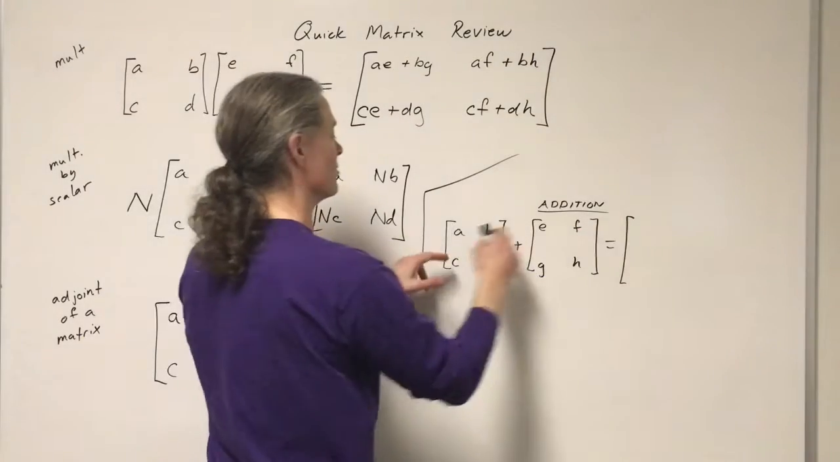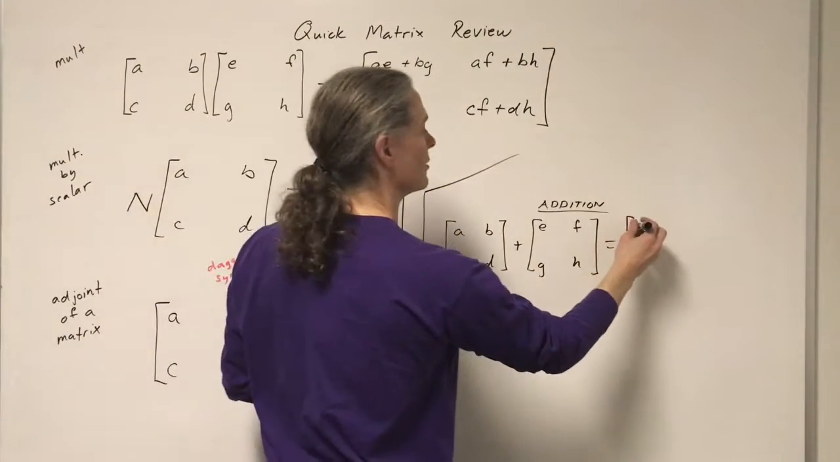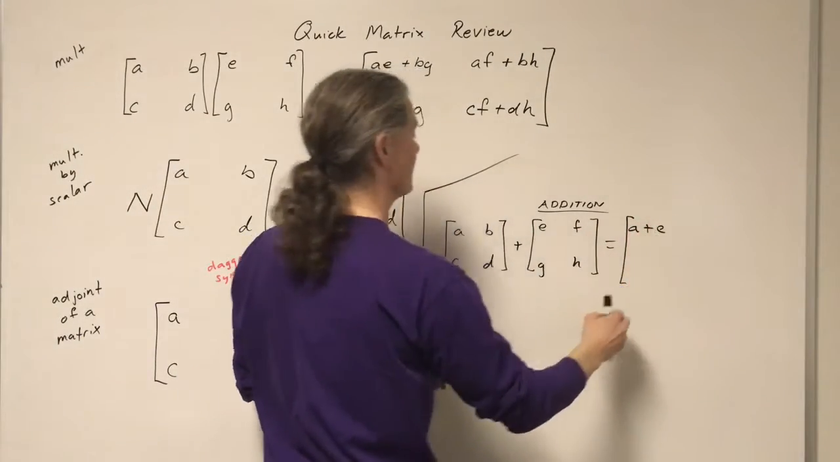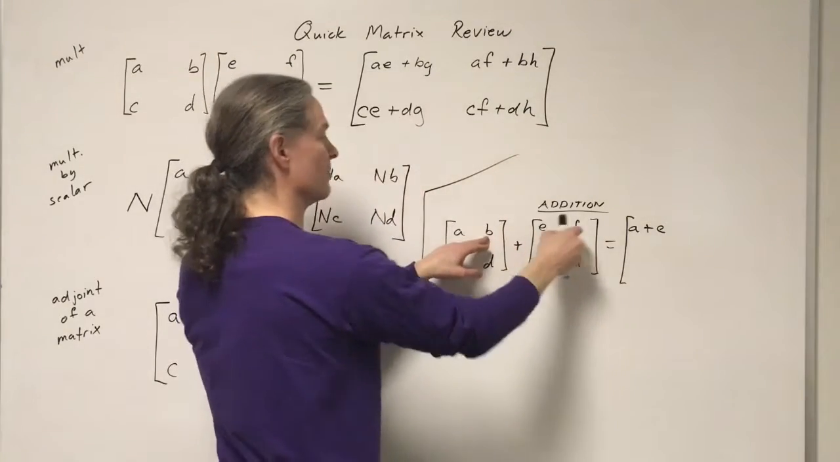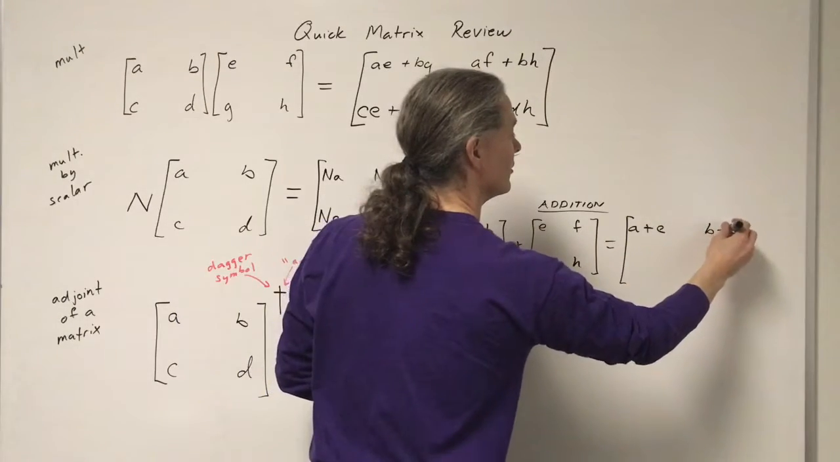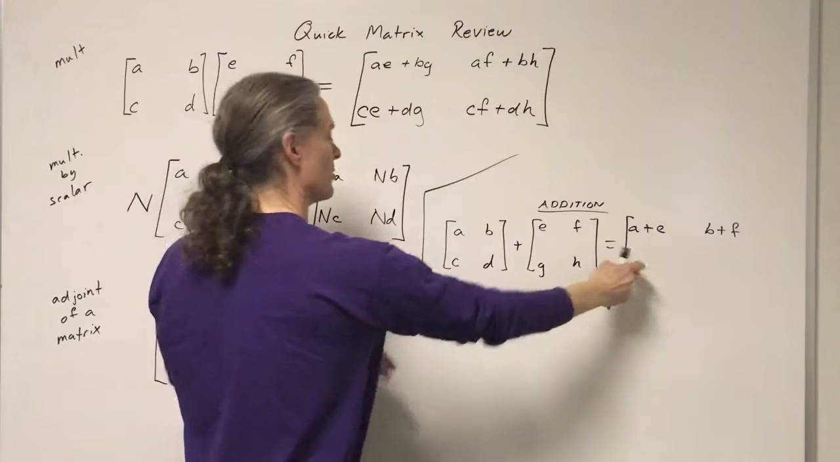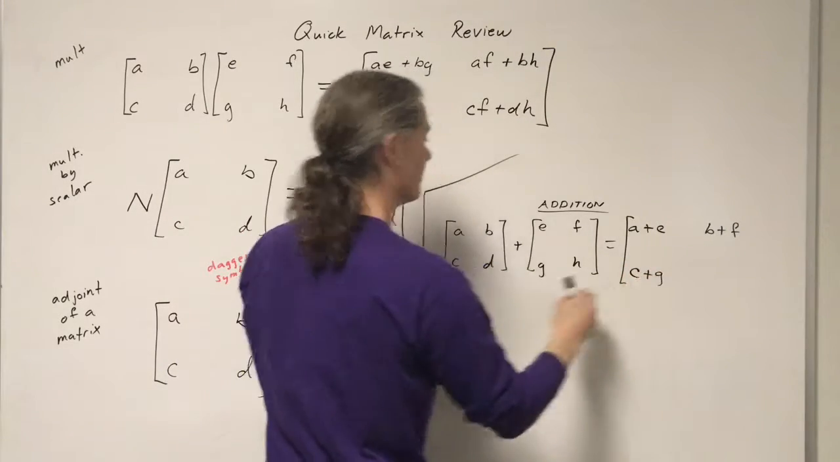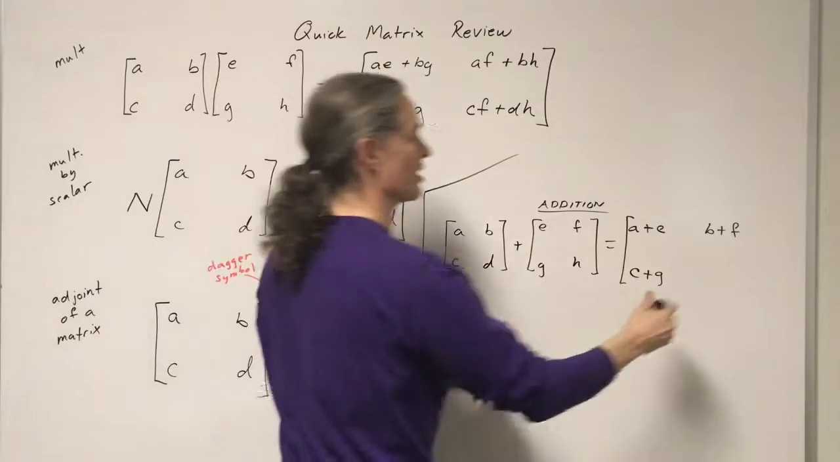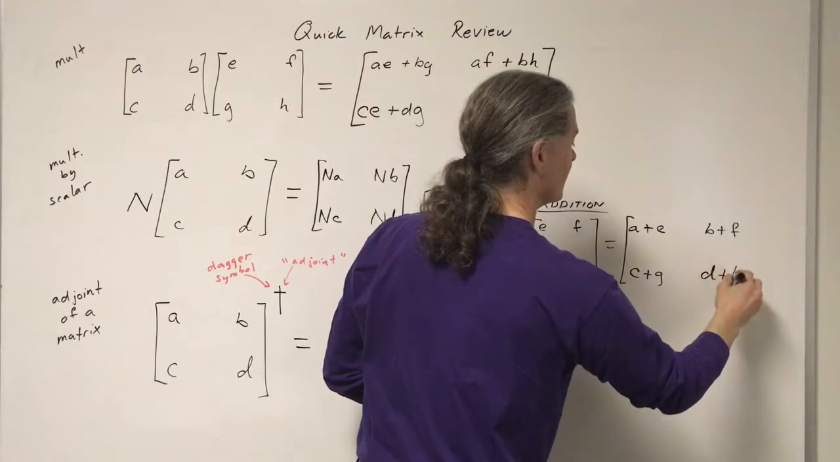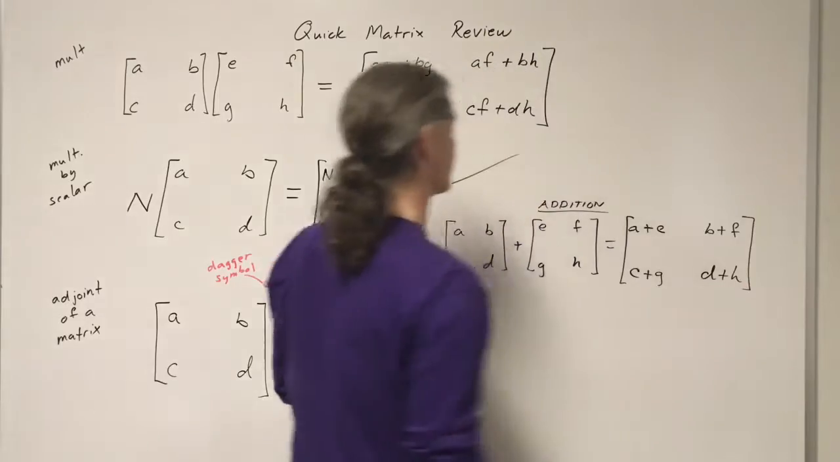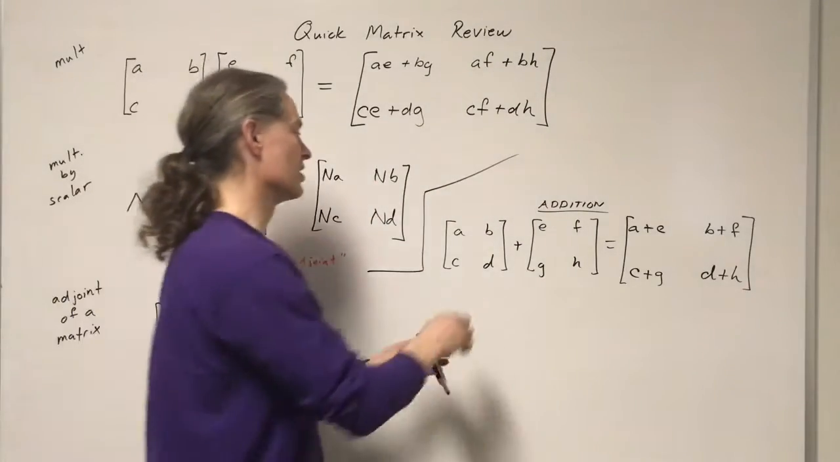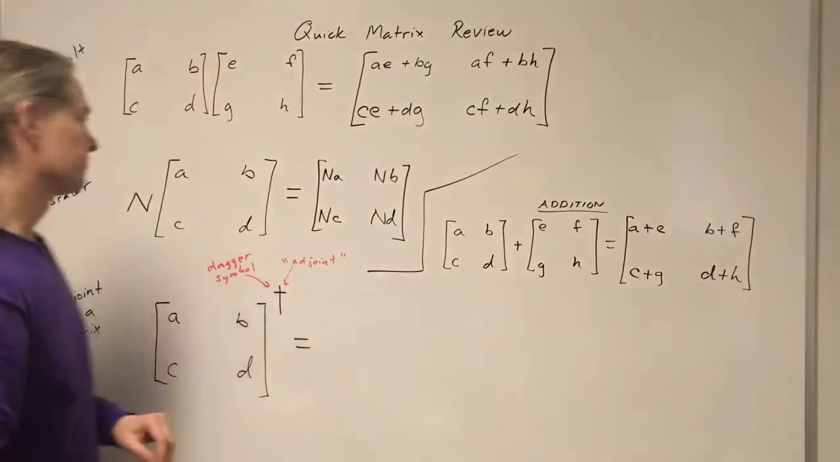So this element would be A plus E. This element over here would be B plus F. This element right here would be C plus G. And this element here would be D plus H. And that is matrix addition. Basically, you just add them element by element.